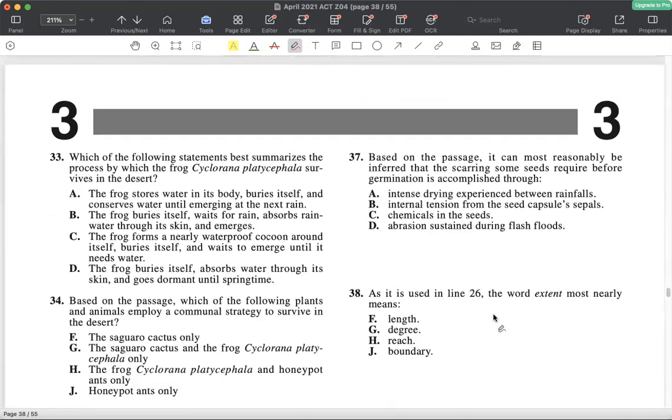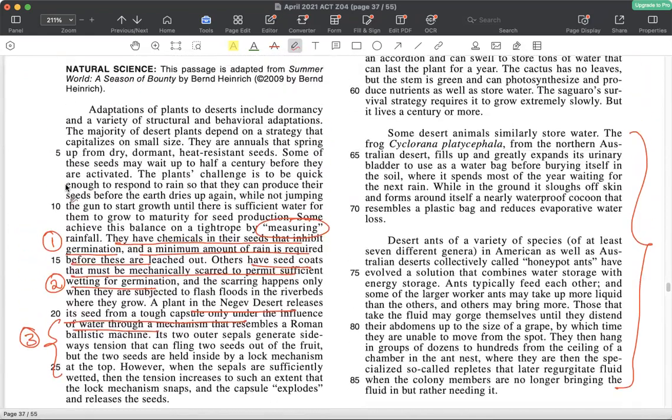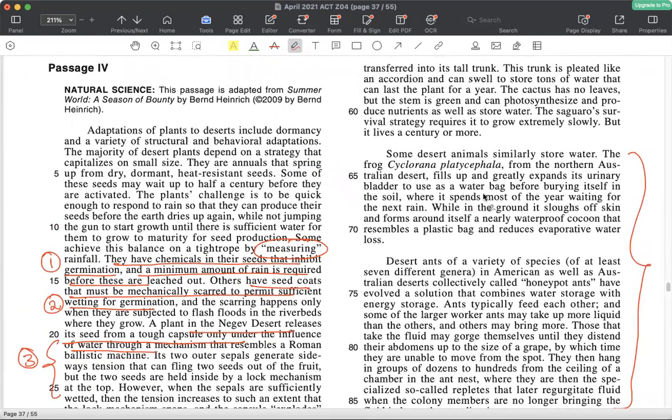33, which of the following statements best summarizes the process by which Cyclorana placitifera survives in the desert? The frog stores water in its body, buries itself, and conserves water until emerging at the next rain. The frog buries itself, waits for rain, absorbs rainwater through its skin, and emerges. The frog forms a nearly waterproof cocoon around itself, buries itself, and waits to emerge until it needs water. The frog buries itself, absorbs water through its skin, and goes dormant until springtime. So it's A. We know that the frog fills up its urinary bladder and then buries itself, where it spends the year waiting for the next rain.